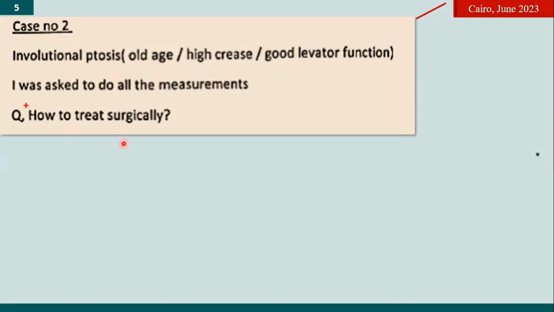Now let's answer this question. You have an involutional ptosis. Imagine this is a moderate ptosis with good levator function. How do you treat it surgically? What's the surgery of choice?